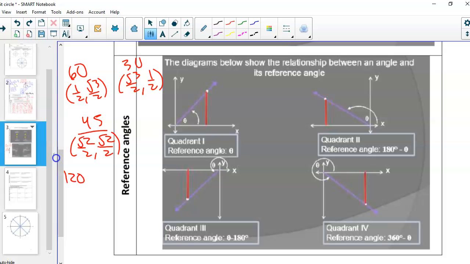So we were doing 120. So we know the reference angle is 60, but in the second quadrant, what's positive? Sine. So only the sine value of this will be positive. So 1/2 will be negative.